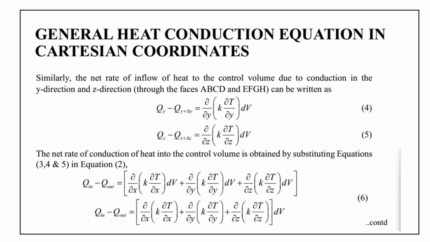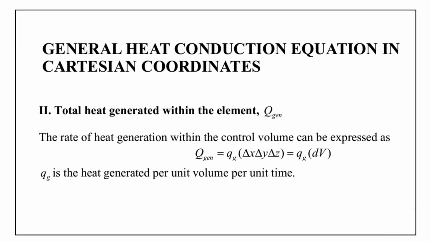The net rate of conduction of heat into the control volume is Q conduction equals k times the sum of ∂²T/∂x², ∂²T/∂y², and ∂²T/∂z², all multiplied by dV. Moving to next slide.